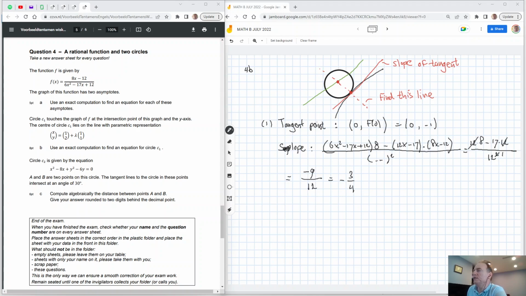And that means that the slope of this radius I was talking about has to be negative 1 over this. Right? The two lines are perpendicular if the product of the slopes is equal to minus 1. So let's call this line L. So it means the slope of L has to be 4/3.